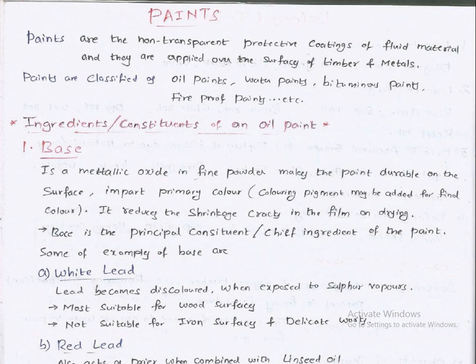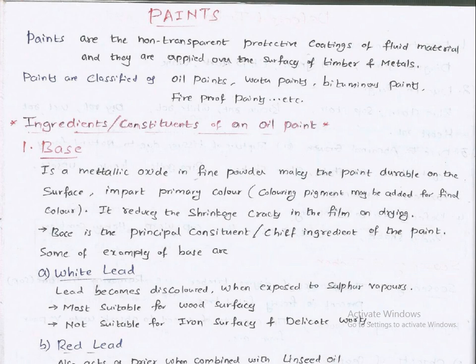It is a metallic oxide of fine powder, makes the paint durable on surface, imparts primary color. Coloring pigment may be added for final color. It reduces the shrinkage crack in film on drying. Base is the principal constituent, the chief ingredient of the paint. Some examples of base are white lead.